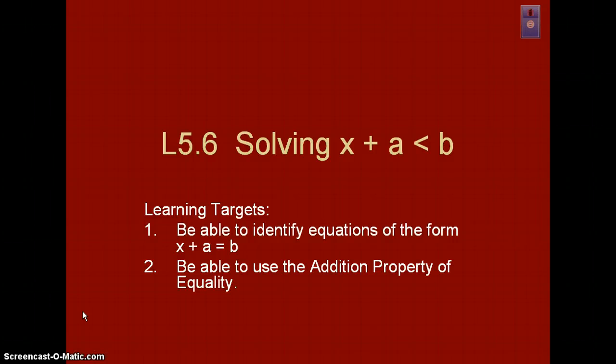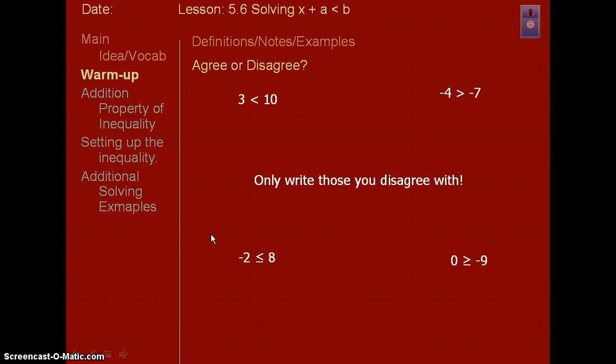We are solving, this time not an equation, but an inequality. So we're going to start out with things that are compared with an inequality rather than an equal sign, and they will remain unequal. So again, agree or disagree. I want you to write down any inequality that you see that you disagree with. So 3 is less than 10, -4 is greater than -7, -2 is less than or equal to 8, and 0 is greater than or equal to -9.